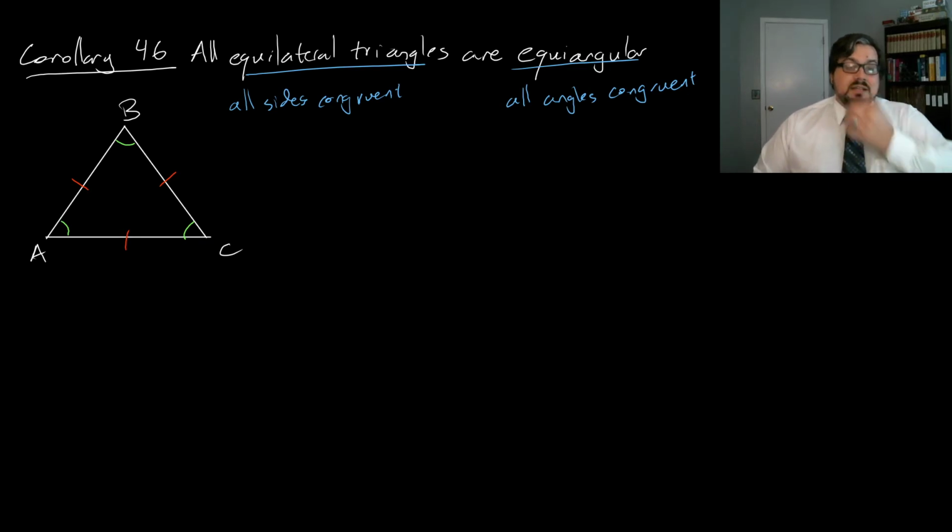So using side angle side, we can prove the other congruence theorems that we work with. And there are quite a few of them to look at. Let's start with angle side angle. So this is going to be theorem 47, which is angle side angle.